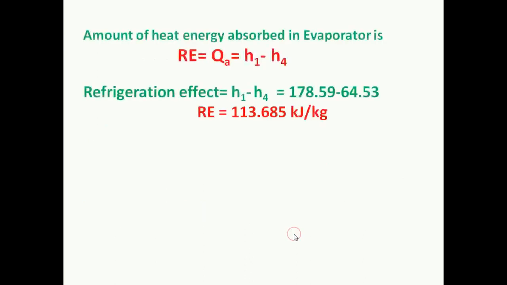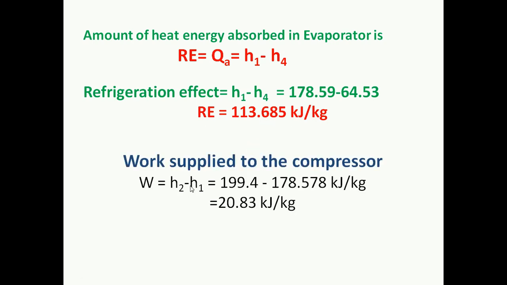Therefore you will get the amount of heat energy absorbed by the evaporator, that is H1 minus H4. As per the sketch I already explained in the first video, that Zoom class, H1 minus H4 is equal to 133. This one you can note down. Refrigeration effect, kilojoules per kg. Work supplied is H2 minus H1, that is compression work.